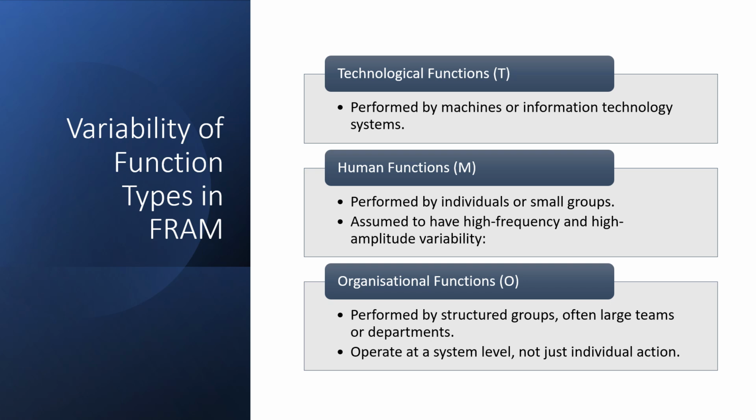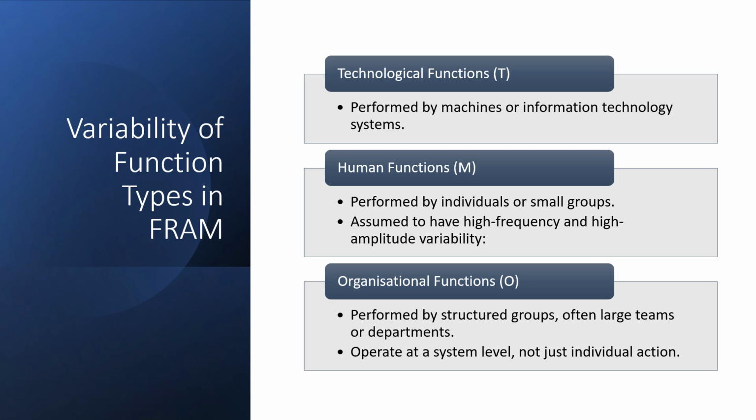So, one of the things that Eric points out to us, and this is where I think myself and Eric may not totally agree, but this is his approach. Eric identifies three specific types. There are technology functions. These are performed by machines or IT systems. They're assumed to be predictable and reliable by design. FRAM treats technological functions as having minimal or no variability unless evidence suggests otherwise. Maybe. They can vary, but variability is not assumed by default.